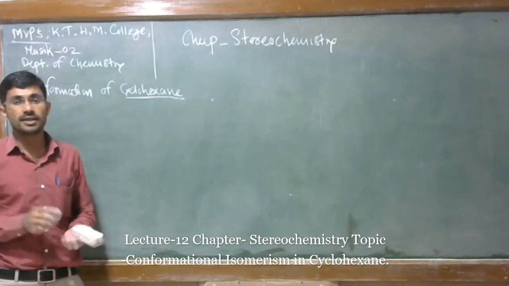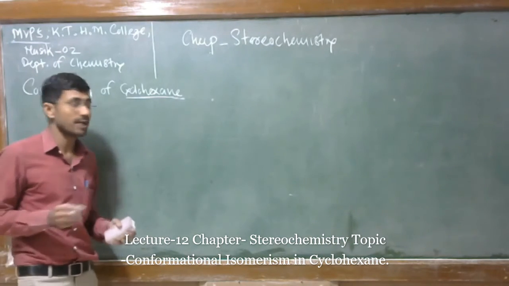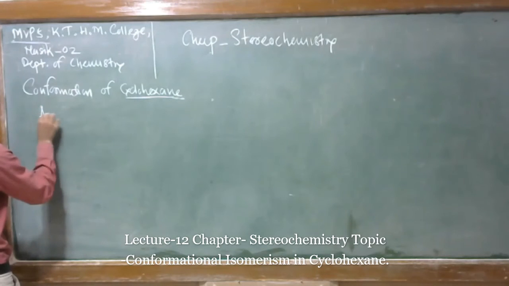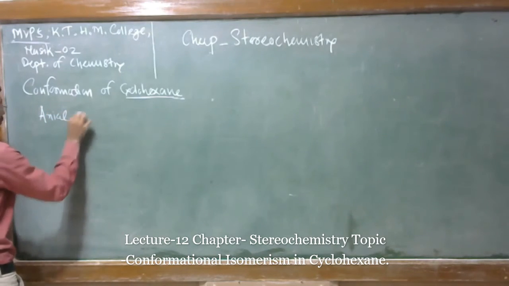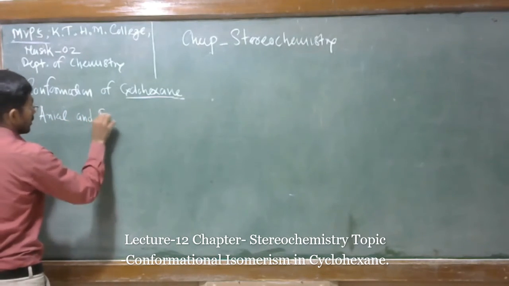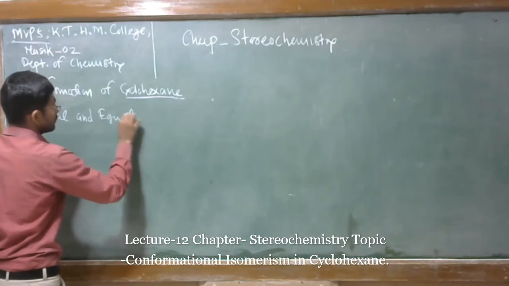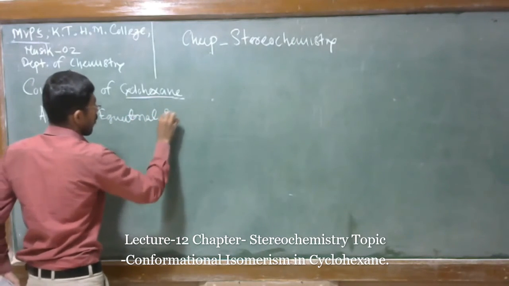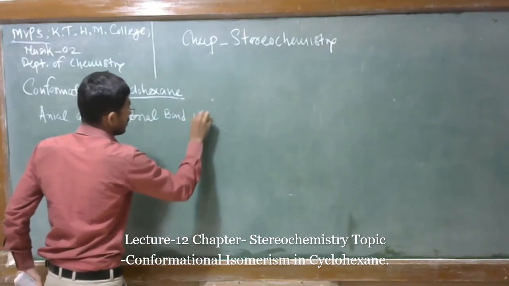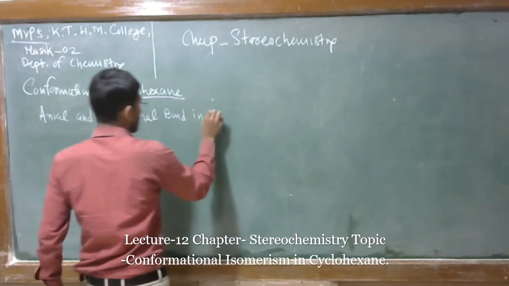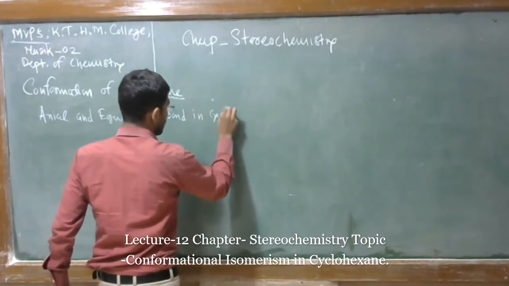So the next point is the axial and equatorial bonds in cyclohexane.